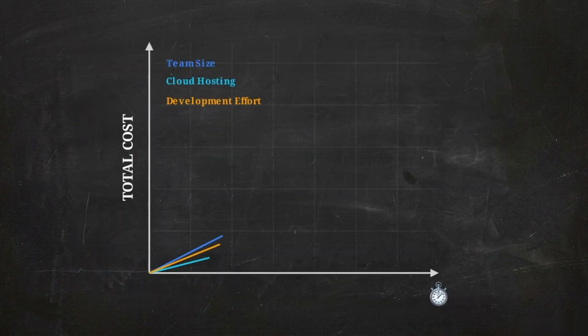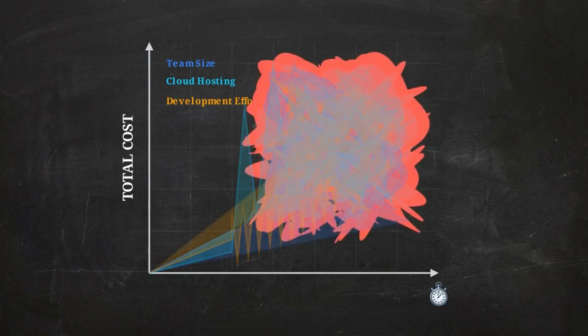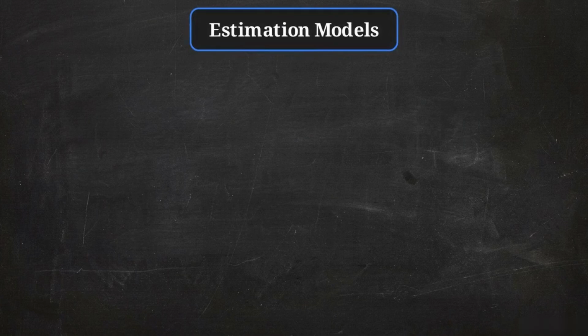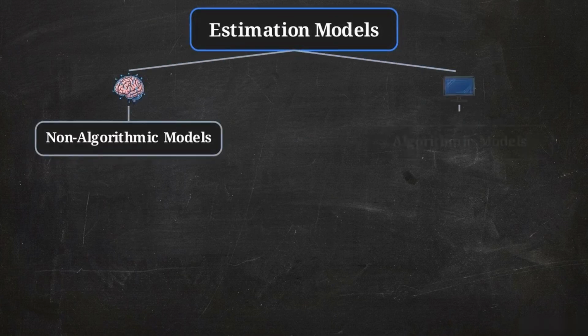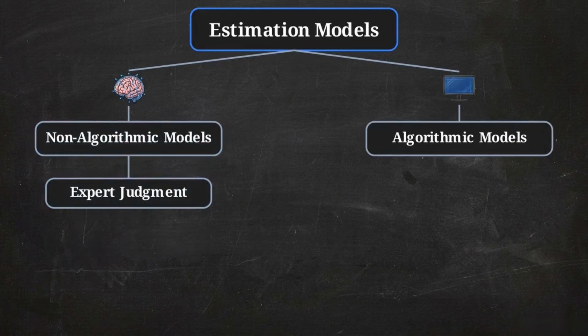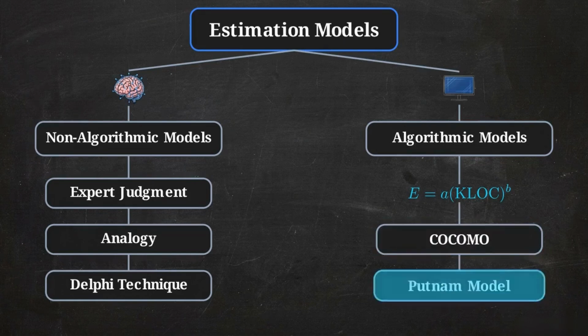Trying to manually track how an expanding team size affects development time and cloud hosting costs is mathematically overwhelming. The software industry requires formalized calculation frameworks to manage this data. This tree diagram breaks down software cost estimation models into non-algorithmic and algorithmic branches. Non-algorithmic techniques, expert judgment, analogy, and Delphi rely on professionals comparing new projects to past ones. Algorithmic models use objective formulas. COCOMO and Putnam run variables through equations to calculate exact effort.